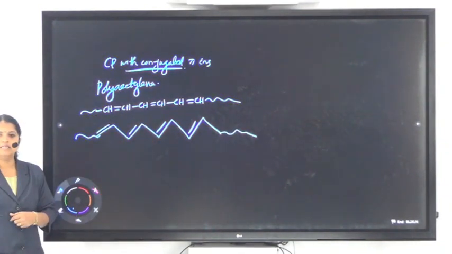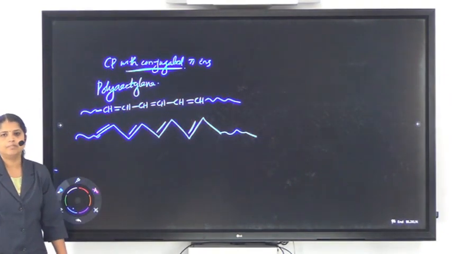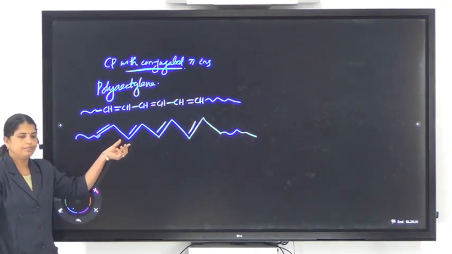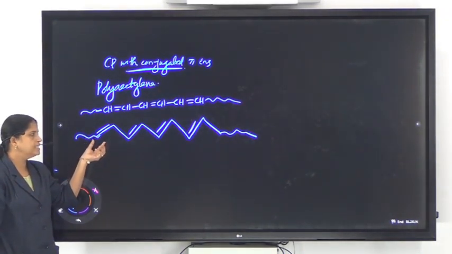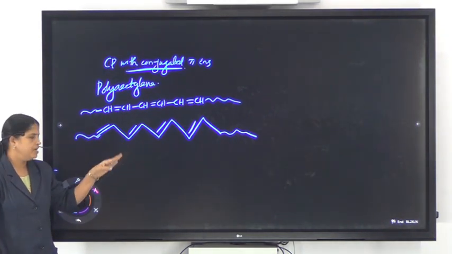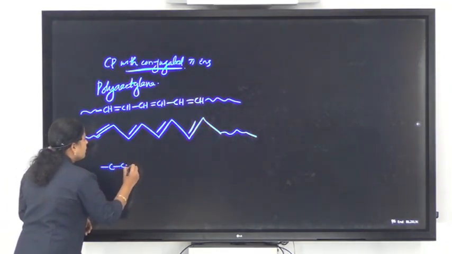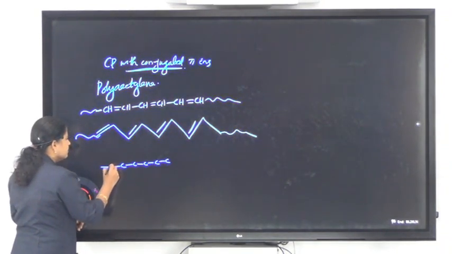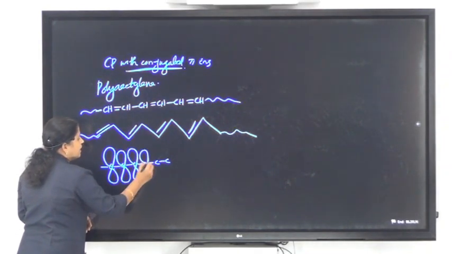Alternate double bond and single bond, that is, conjugated pi electrons are present in the carbon backbone. Due to these conjugated pi electrons, the pi electron orbitals present in each carbon of the polymer backbone undergo overlapping. So we can represent the orbitals present in the polymer backbone. These are the carbon backbone present in the polymer. These are the pi orbitals present in the carbon backbone.